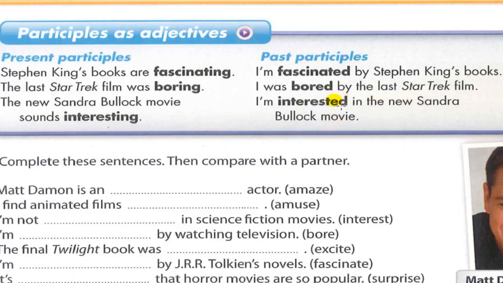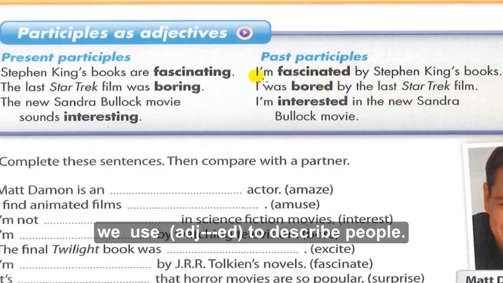So here: I fascinated, I bored, I interested. The verb to be: am, was, is, are, were. So you have the subject, am, is, are, was, were, then the adjective with ed: fascinated, bored, interested. Why? Because I describe a person. We use adjectives with ed to describe a person, a human being, a man, a lady, a girl, a woman.